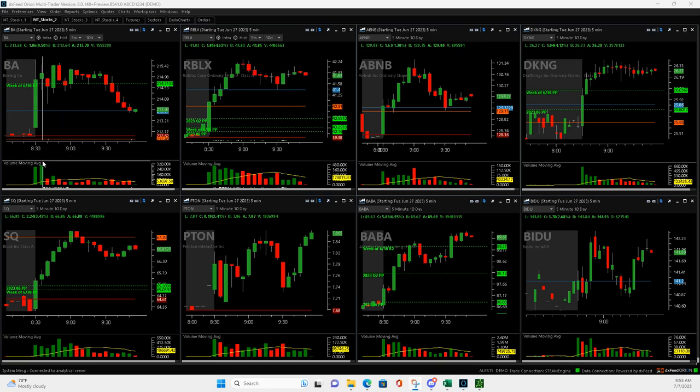Boeing had a big volume bar right here on this pullback. Actually, I think when it pulled back here, I got long somewhere in here, and then got out of half. And then it came back down, and I ended up cutting it right here because it just wasn't doing what its volume runner was supposed to do. And you can see it just chopped forever. So small winner there. Baidu had a big volume bar here, so it pulled back.